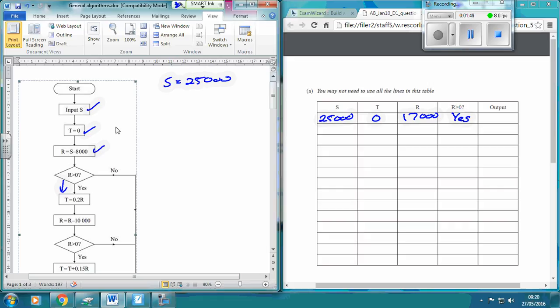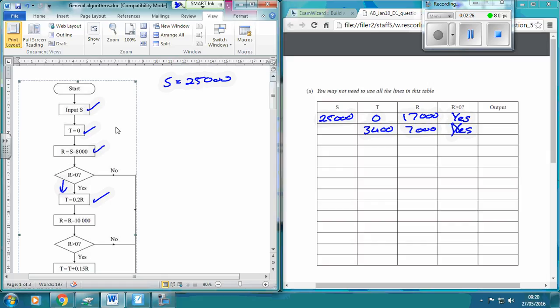T equals 0.2R, so we multiply R by 0.2. 0.2 times 17,000 gives us 3,400. We keep going. R equals R take away 10,000, so that's going to be 7,000. Is R greater than 0? Well, yes, it is.